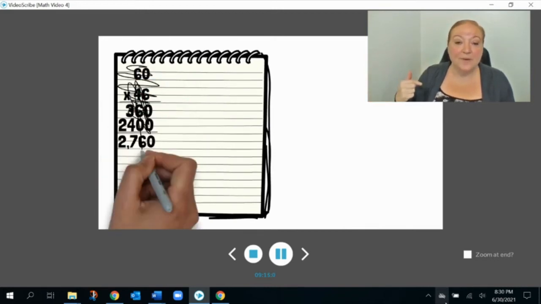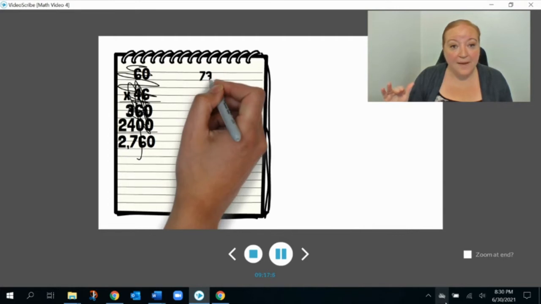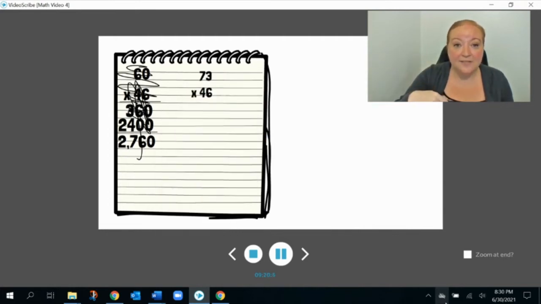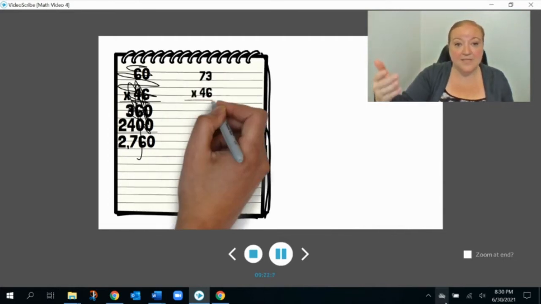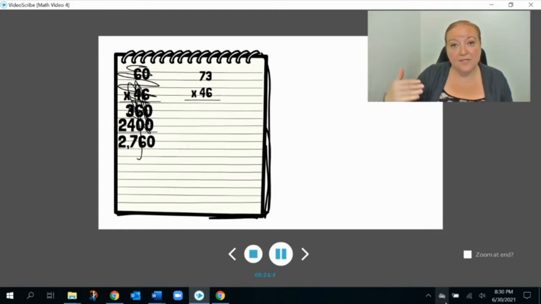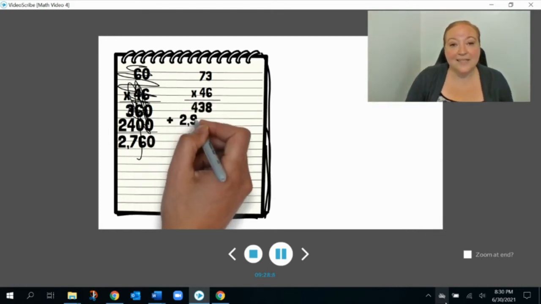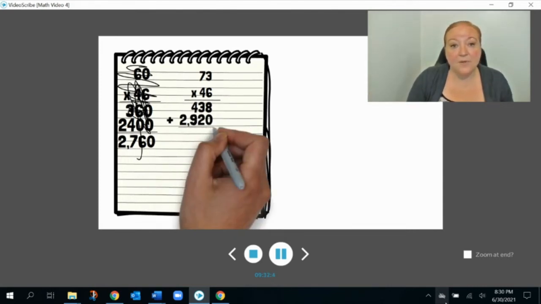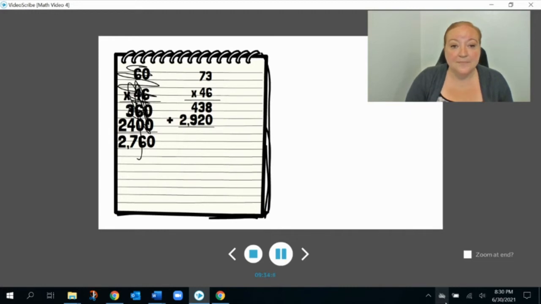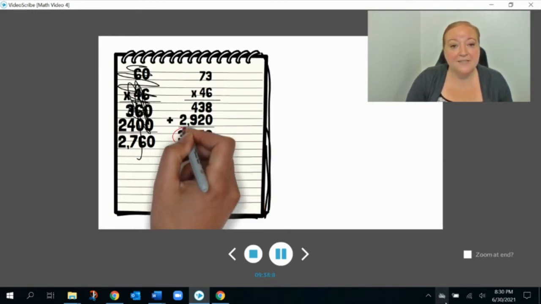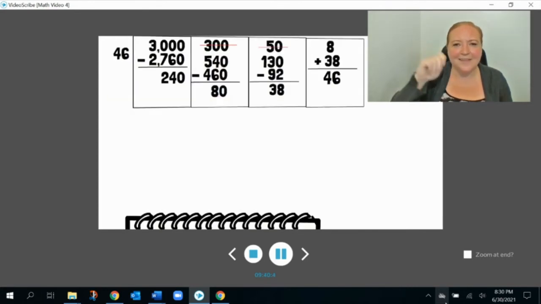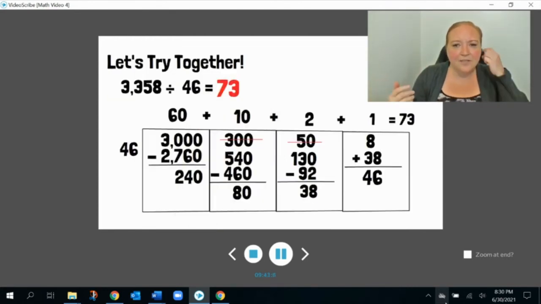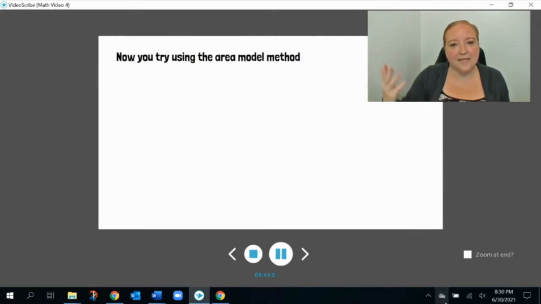Okay, now do you remember yesterday, we want to check our math. So let's make sure we got the right answer. Let's take 73 times 46, our quotient times our divisor, and let's see if we get the dividend, the thing that we were looking for before. 3,358. So I remember, yeah, that's the answer I got. So I feel really good about the 73 being the answer.